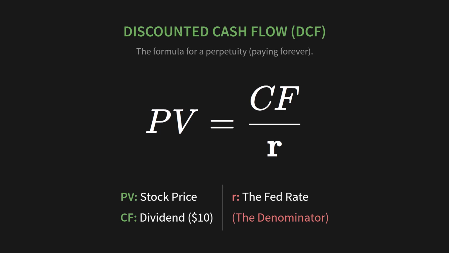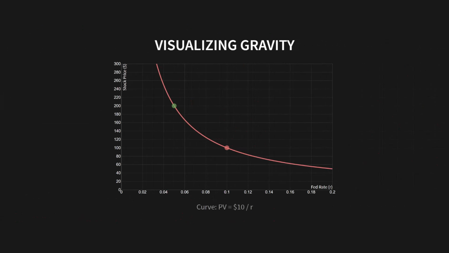CF is the cash flow. That's our guaranteed $10 dividend. And R is the Fed rate, the discount rate. Notice where R is. It's in the denominator. And what happens when you make the denominator of a fraction bigger? The whole value gets smaller. If you visualize this gravity, you get a curve like the one on the screen. As the rate R moves to the right, the price PV just plummets.